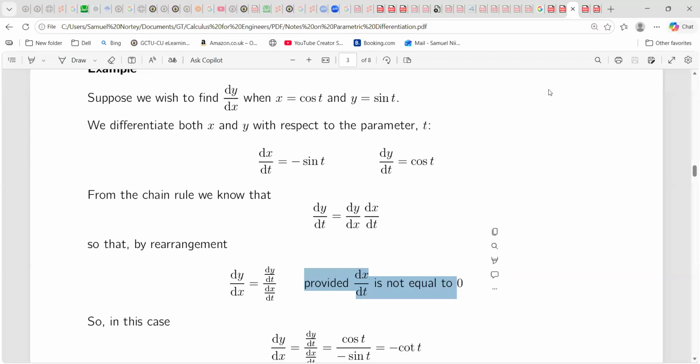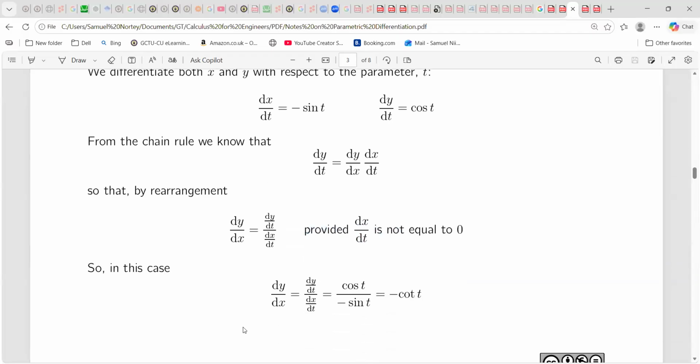I hope you guys are following. It's basically taking the parameters that have been given, the third parameter, and rewriting the differentials in such a way that you end up getting dy/dx. So, like I'm saying, we want to find dy/dx, but to find it, you must divide dy/dt over dx/dt. And that gives us the equation we have here.